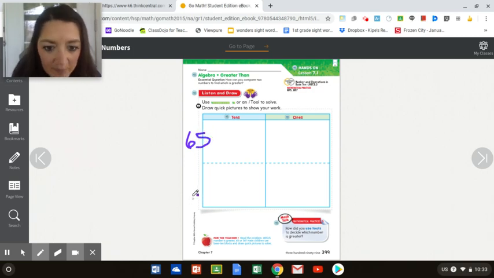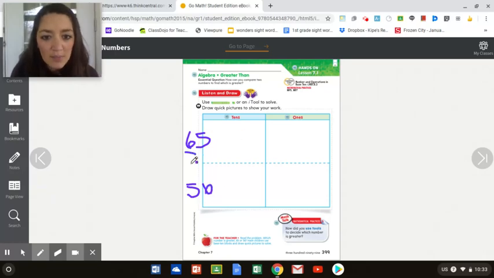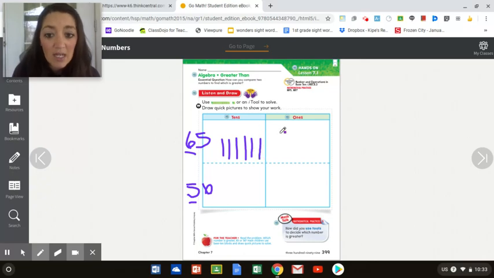Or 56. So we're going to do the same thing that we did with the little bird in that video. We need to look at the tens place for each of them. I'm going to draw 6 sticks: 1, 2, 3, 4, 5, 6, and that shows me 60. Now, how many ones are in 65? 5. 1, 2, 3, 4, 5. 5 ones.